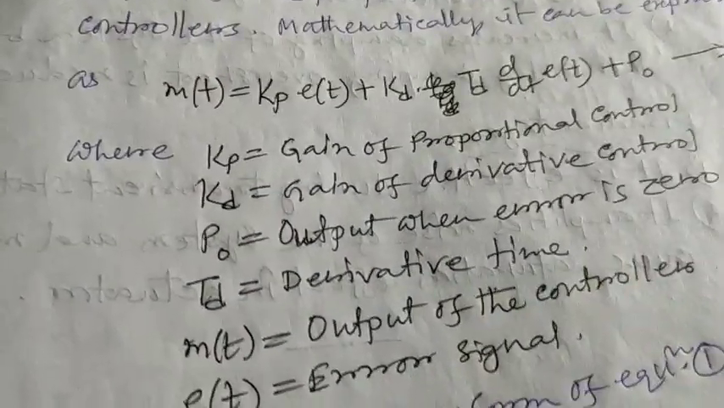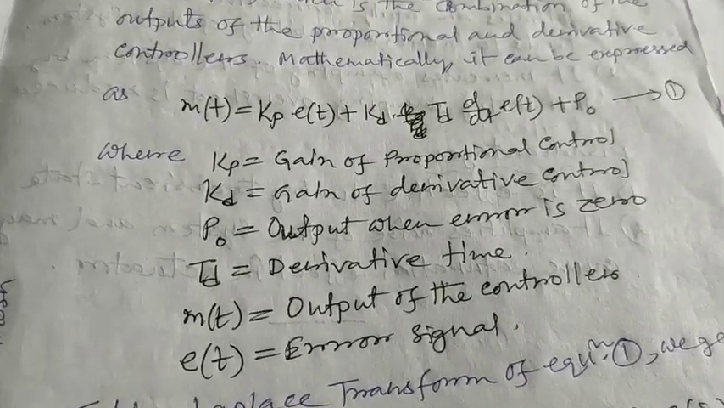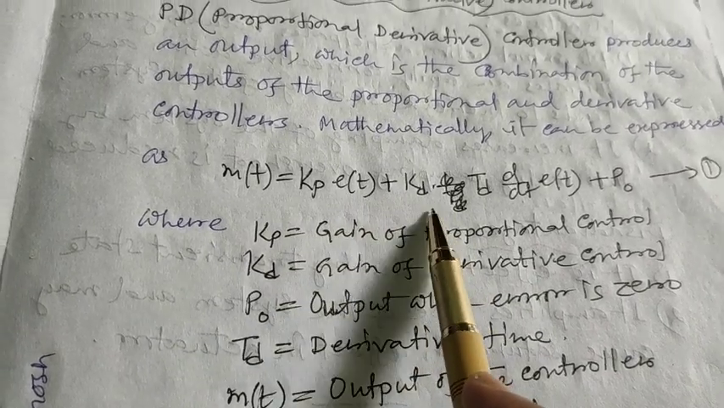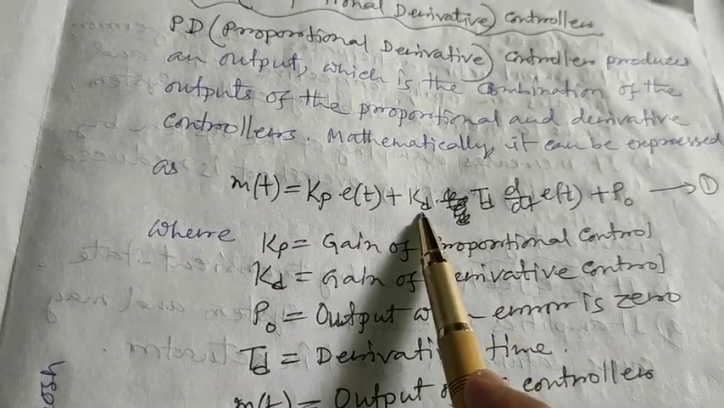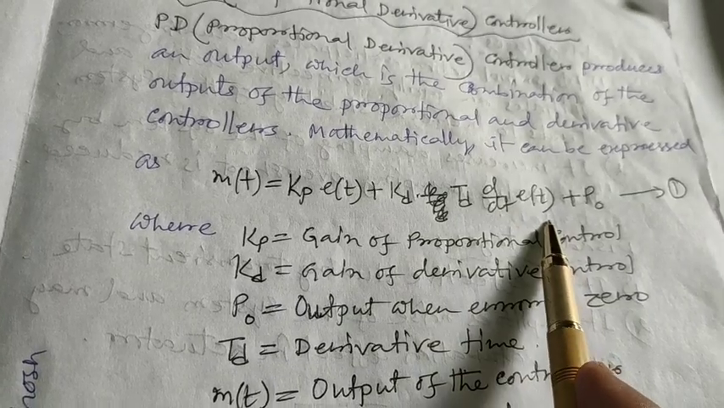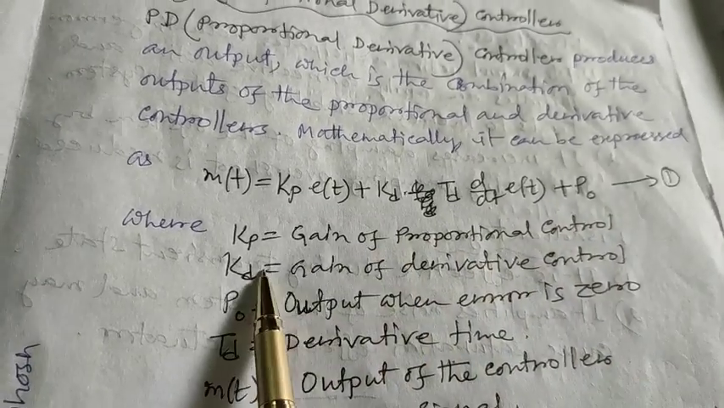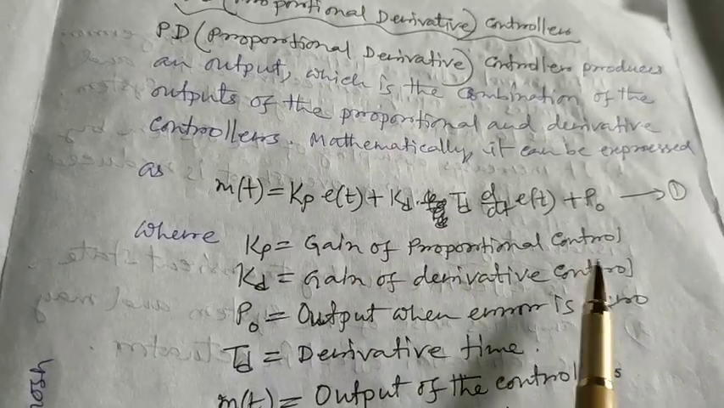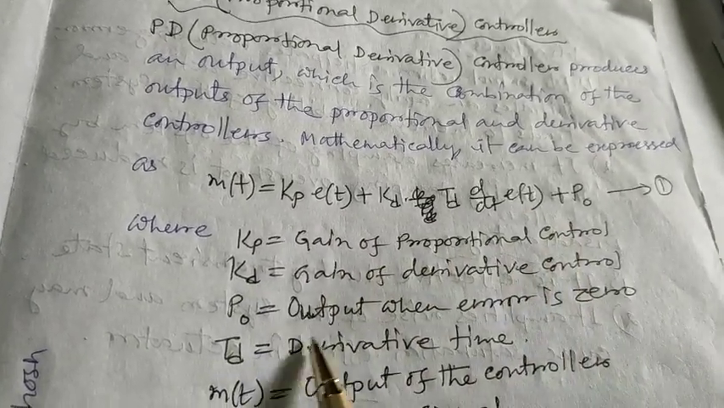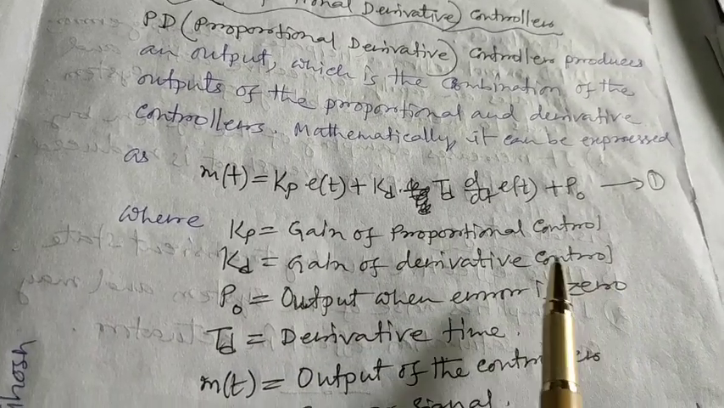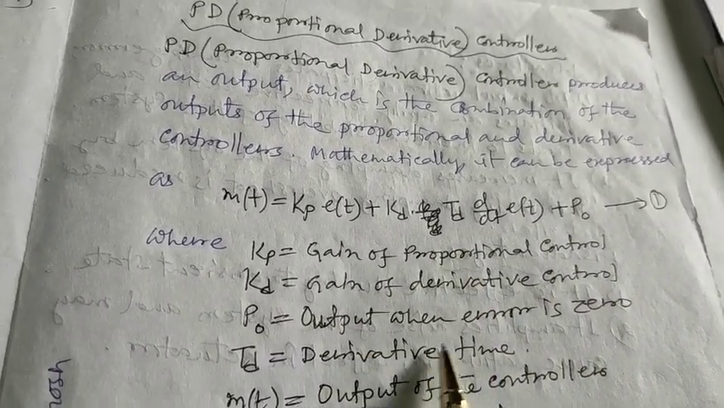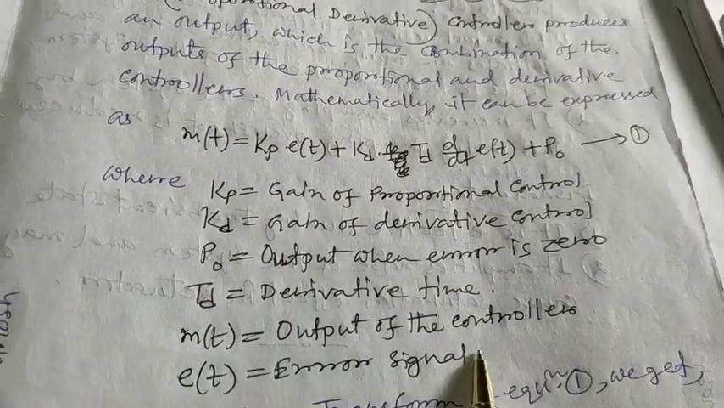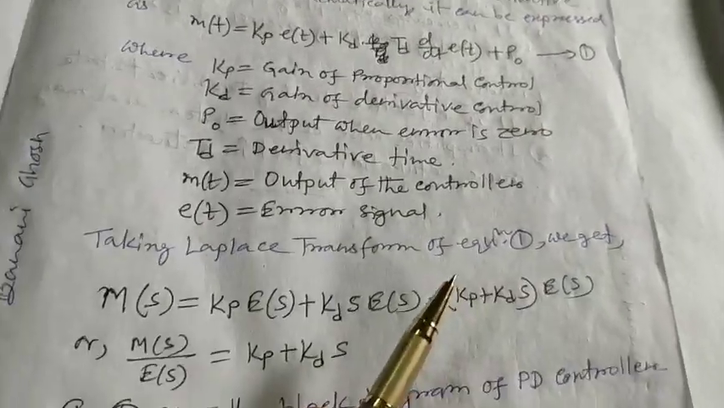We can write the output equation of the proportional and derivative controller. m(t) equal to Kp e(t) plus derivative control gain Kd into Td into d/dt of e(t) plus P0, where Kp is the gain of the proportional controller, Kd is the gain of derivative control, and P0 is the output when error is 0. Td is derivative time. m(t) is the output of the controller and e(t) is the error signal. Okay.